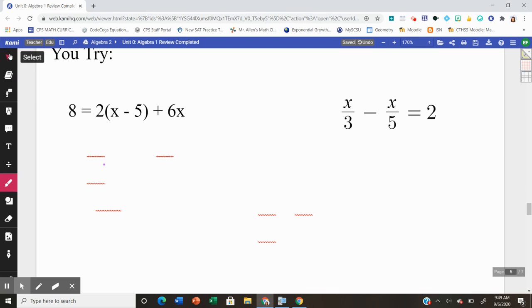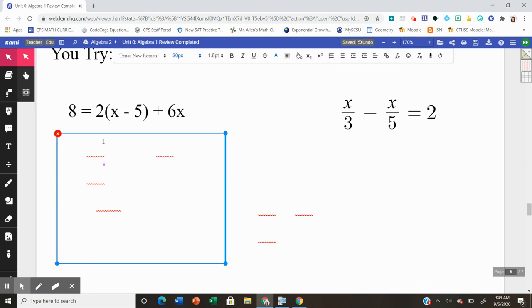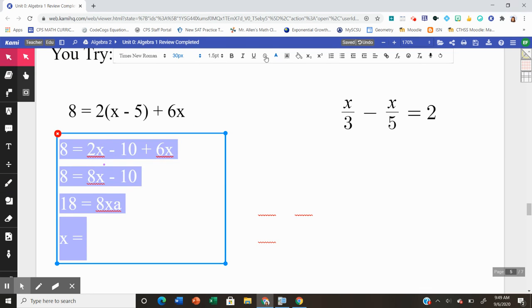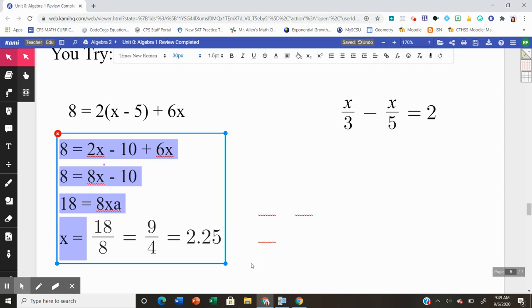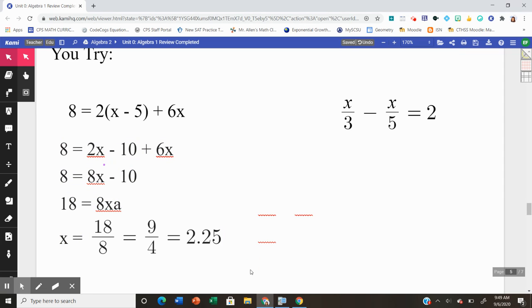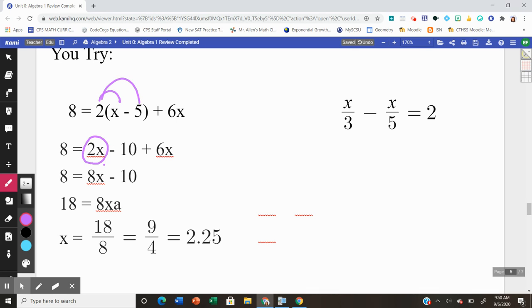All right, so I had already done these problems out, so I'm just going to select these. We definitely, again, need to use our distributive property as the first step. So I'm going to distribute that 2 to both the x and the -5. So you see that in my first step here, that's where 2x minus 10 came from. From there, I had some like terms. I know that 2x and 6x are going to combine to make my 8x.